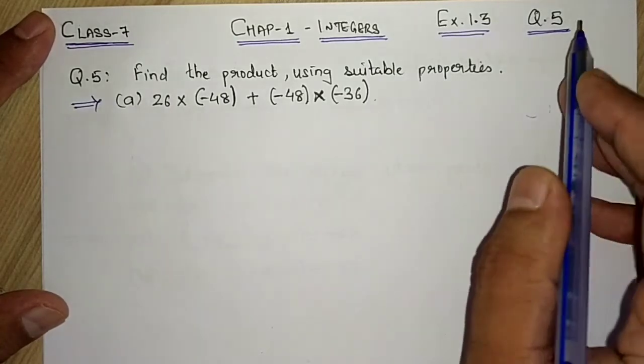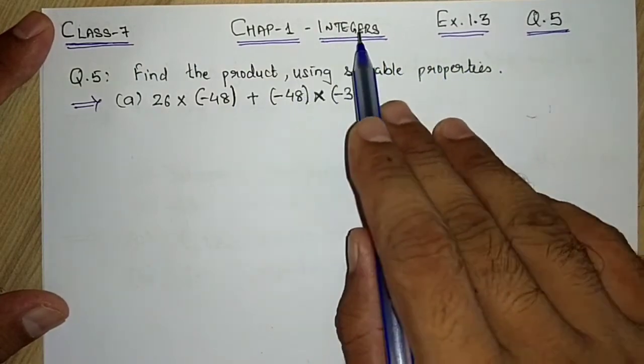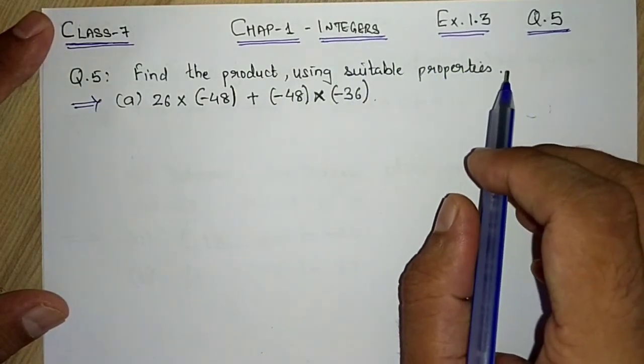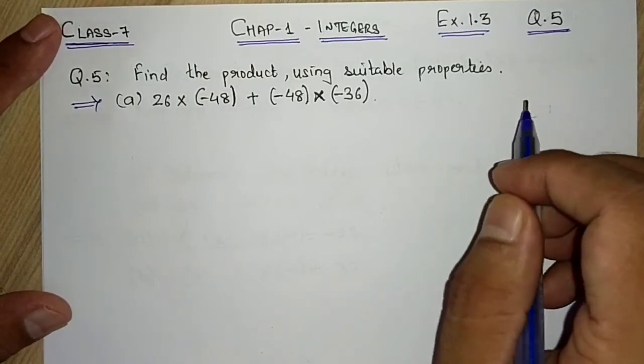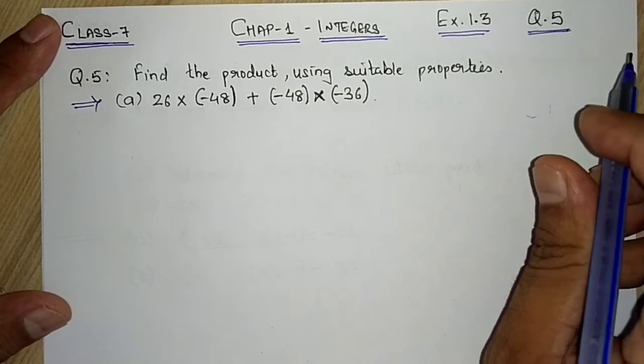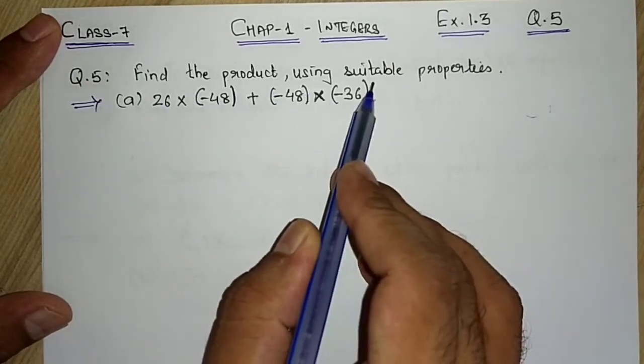Students, today we are going to solve question number 5 of exercise 1.3, chapter 1, integers. Question number 5 has 4 parts, A, B, C and D. So let us solve what it says. It says find the product using suitable properties.